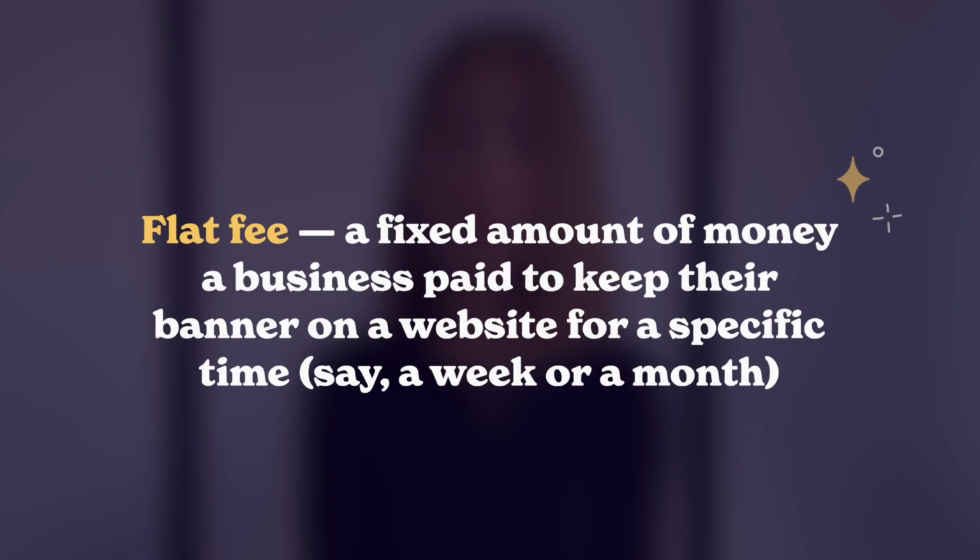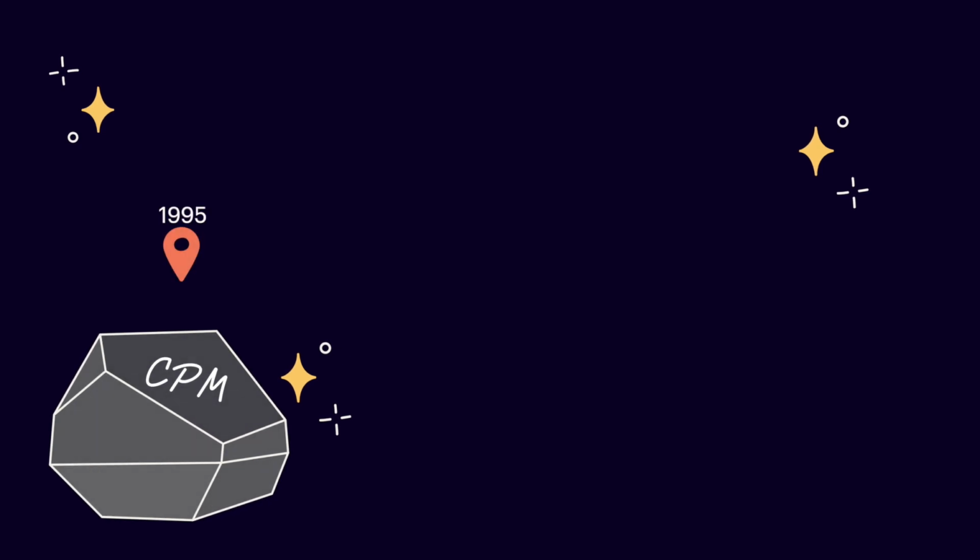It all began when the trees were small and the internet was young. As soon as companies realized that ads on websites could bring them new customers, the first digital ad pricing model was born. It was a flat fee, a fixed amount of money a business paid to keep the banner on the website for a specific time, let's say a week or a month. The CPM pricing model was born in 1995, and in 1996, DoubleClick, Google Ad Manager now, organized the whole online advertising system and made the CPM model an industry standard.